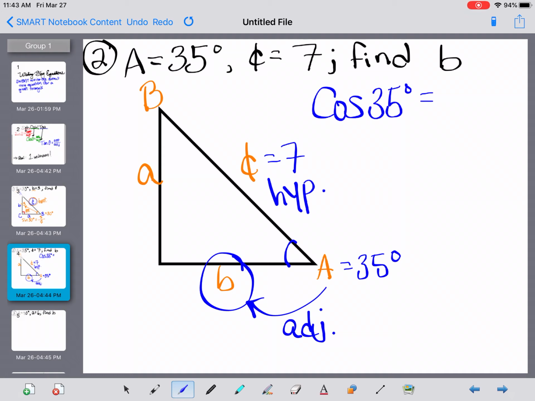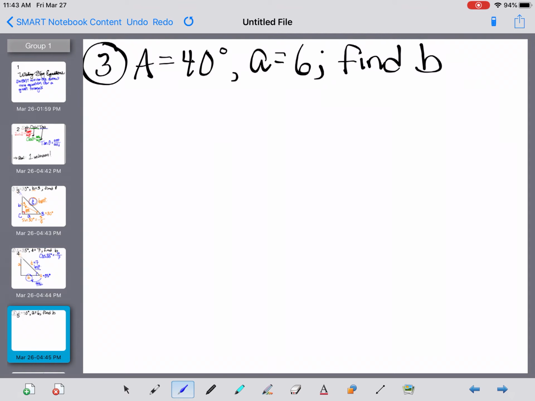So we have the cosine of 35 equals, and we're going to go just to its definition, adjacent over hypotenuse. So that's the B that we're looking for, divided by the 7 that we were given. Again, I'm not going to solve this equation. I'm going to come back through these slides and solve them in a future video. On to the next example.